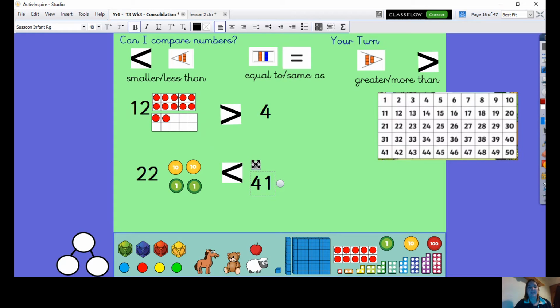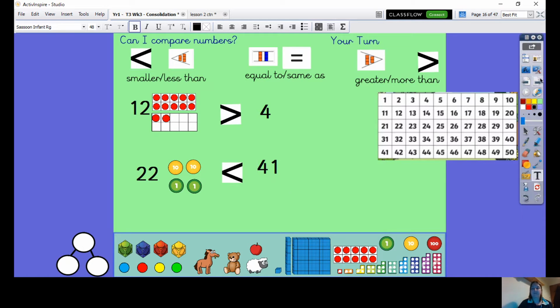Let's read my statement then. 22 is smaller, is less than 41. That's true. 22 is smaller than 31. 22 is smaller than 23. 22 is smaller than 50. So you could have chosen any of those numbers. Well done if you did that. Don't worry if you didn't understand that, because that will be something that we will come back to again.